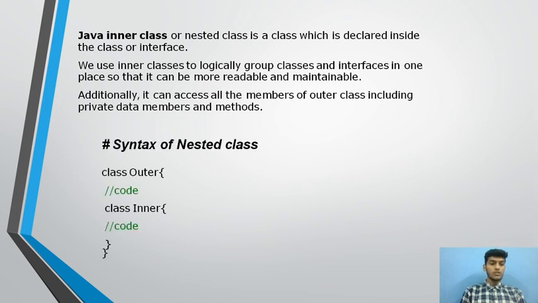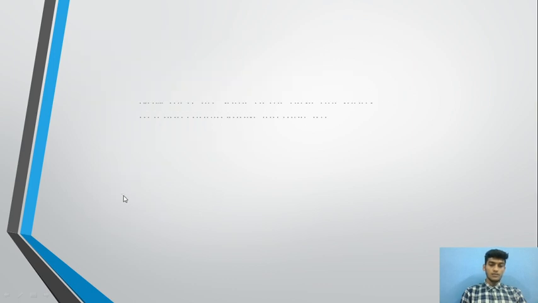A general syntax of a nested class is: firstly we declare class Outer, which is our outside class, then class Inner, which is also called our nested class.